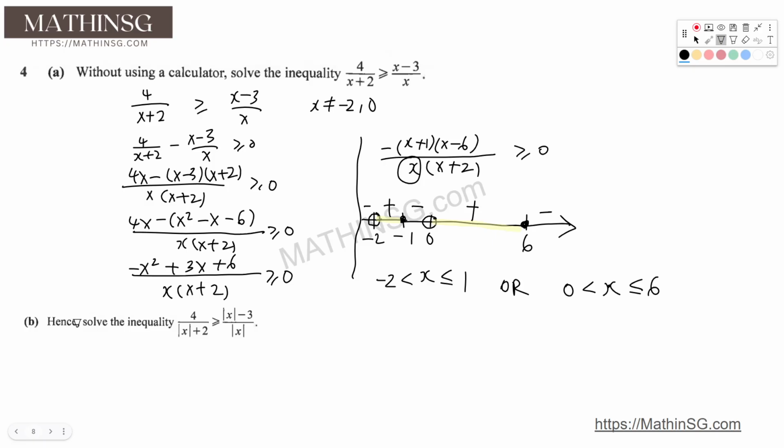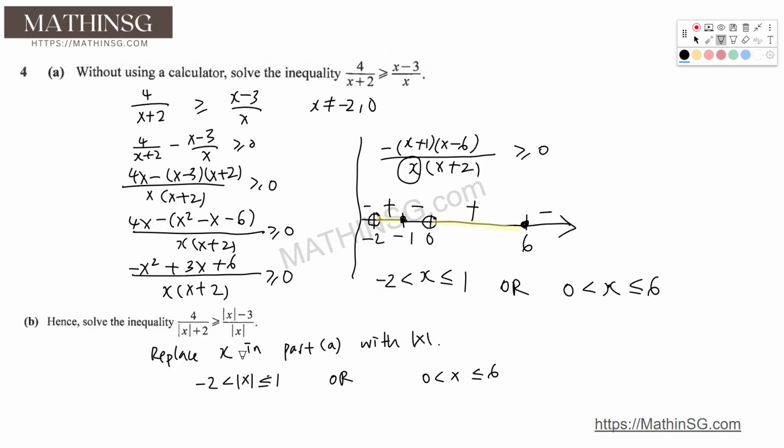Next we are asked to hence solve the inequality in part B. Hence means we need to make use of part A. If we compare part A with part B, the only difference is we have replaced x with mod x. So we will replace x in part A with mod x. Therefore we have this. Sorry, this should be minus 1, pardon me.